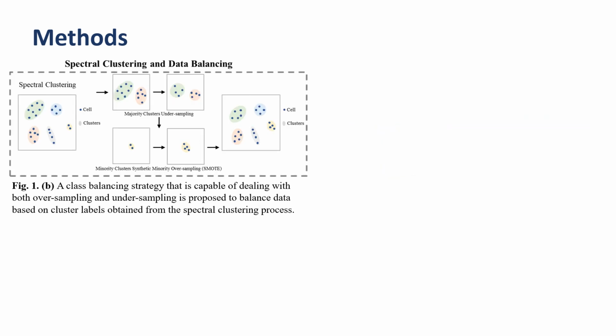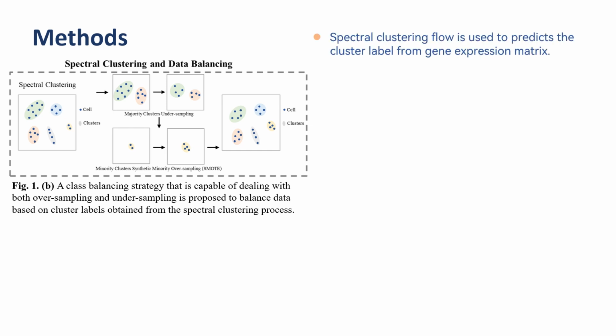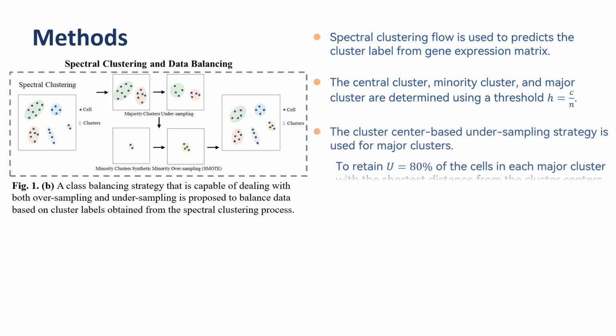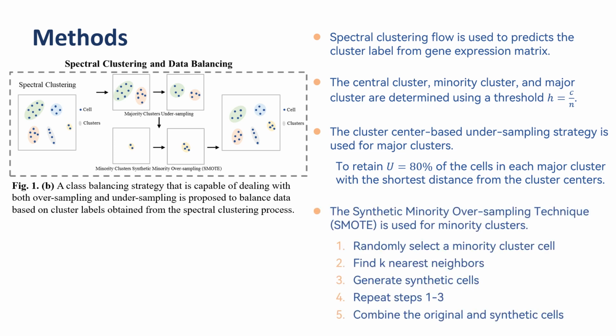With the pre-processed matrix, CellBRF first predicts the cluster label of each cell by using a spectral clustering flow. Then, we determine the central cluster, minority cluster, and major cluster by using a threshold H based on the number of cells and clusters, C and N respectively. After that, we keep 80% of the cells in each major cluster that have the shortest distance from the cluster centers. And for minority clusters, we use the SMOTE algorithm to generate synthetic cells by interpolating between cells and their nearest neighbors.